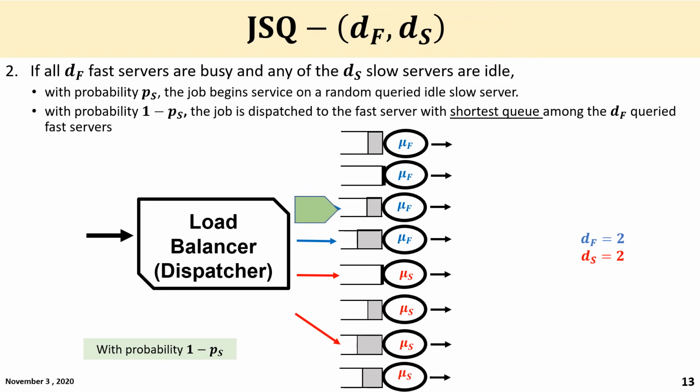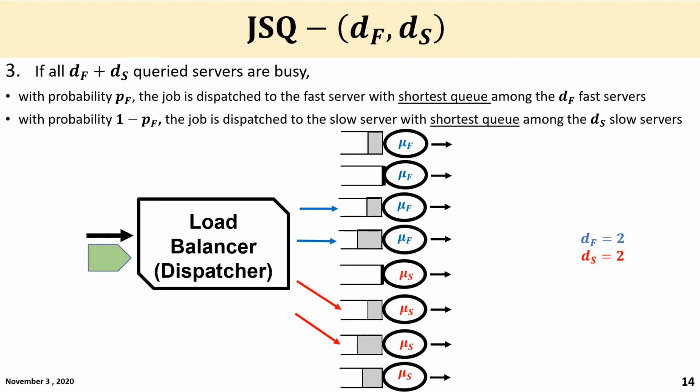If it were the join the idle queue DF-DS policy, the job, if decided to be sent to the fast servers, would have randomly selected one of the queue-read fast servers. However, under the join the shortest queue DF-DS policy, the fast server with the shortest queue would be selected for dispatching the job.